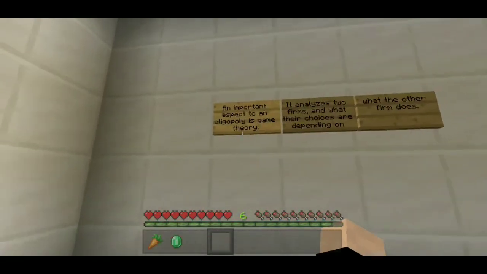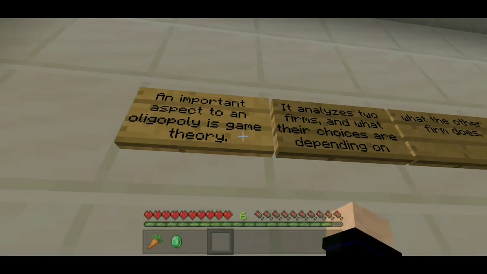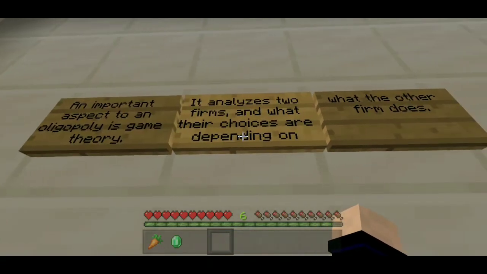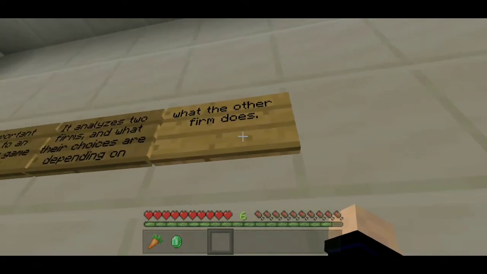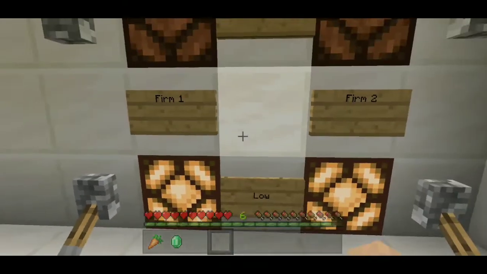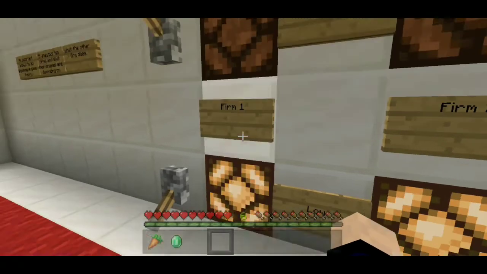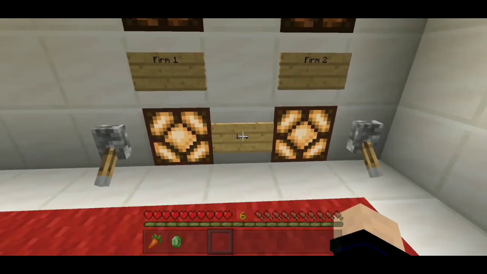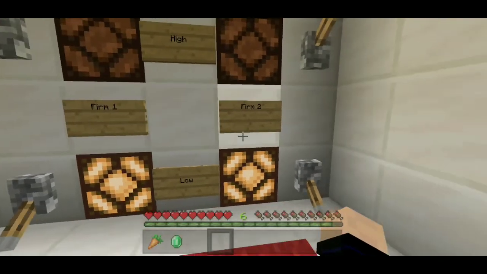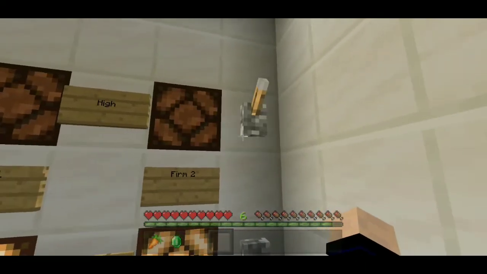There's not many sellers. So an important aspect of oligopoly is game theory. It analyzes two firms, and it analyzes their choices and how their choices depend on what the other firm makes. So here we have an interactive. Here's low price and high price, and here's firm 1 and firm 2. Right now they're both selling at a low price, so they could talk to each other and say, hey, let's raise our prices so that we can get more profit.